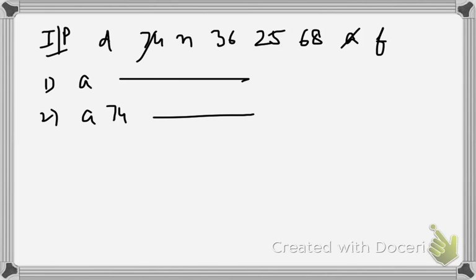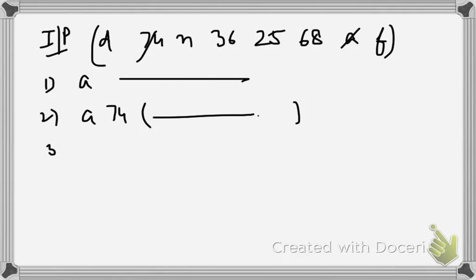Now I know that A 74 and this remaining line represents the sequence which is not arranged after omitting A and 74. So automatically I know that this line represents this remaining sequence.